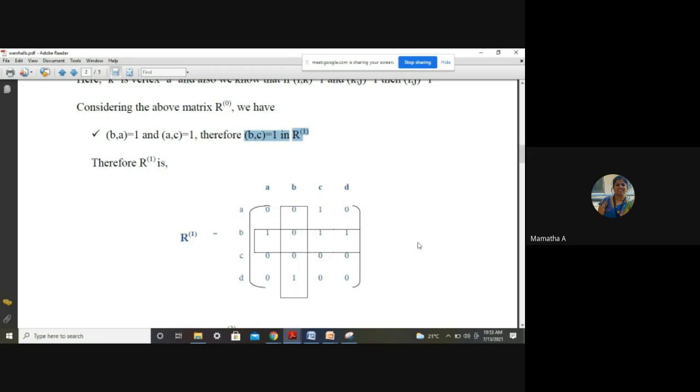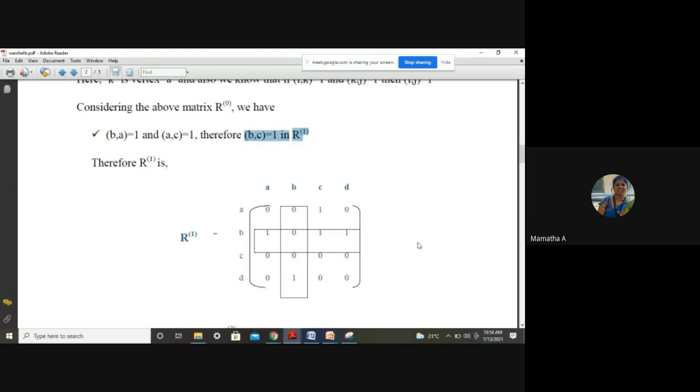And you should consider the entries only with what values? Do you consider all the entries or only with what values? Ma'am, why should I consider only with one? What is the reason? One indicates what? A path between the vertices. One indicates there is a path.